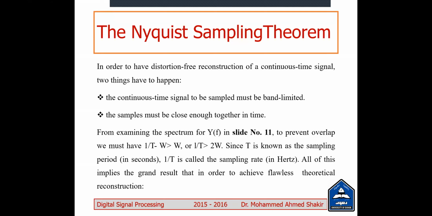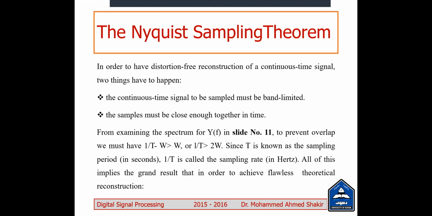Of course, when we are going to sample a signal, this is not the whole job. The whole job is sampling and reconstruction. They are connected together, these two operations. So we have to have successful sampling and successful reconstruction. In order to have a distortion-free reconstruction of a continuous time signal, two things have to happen.